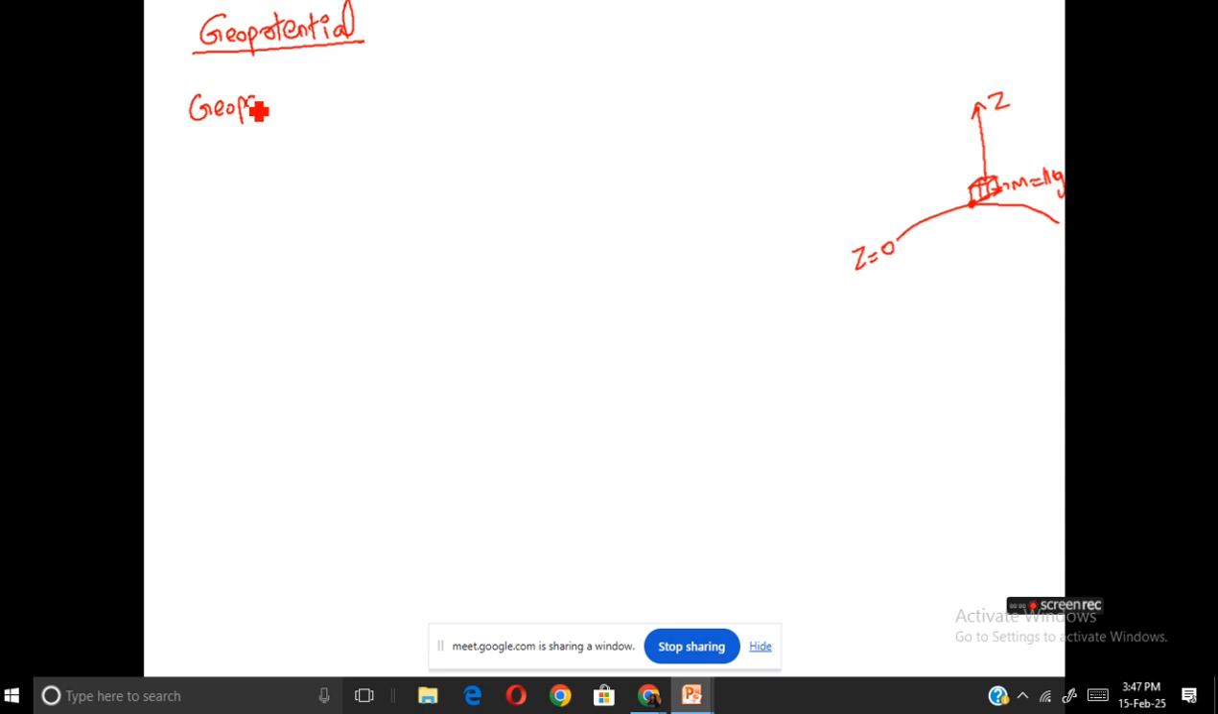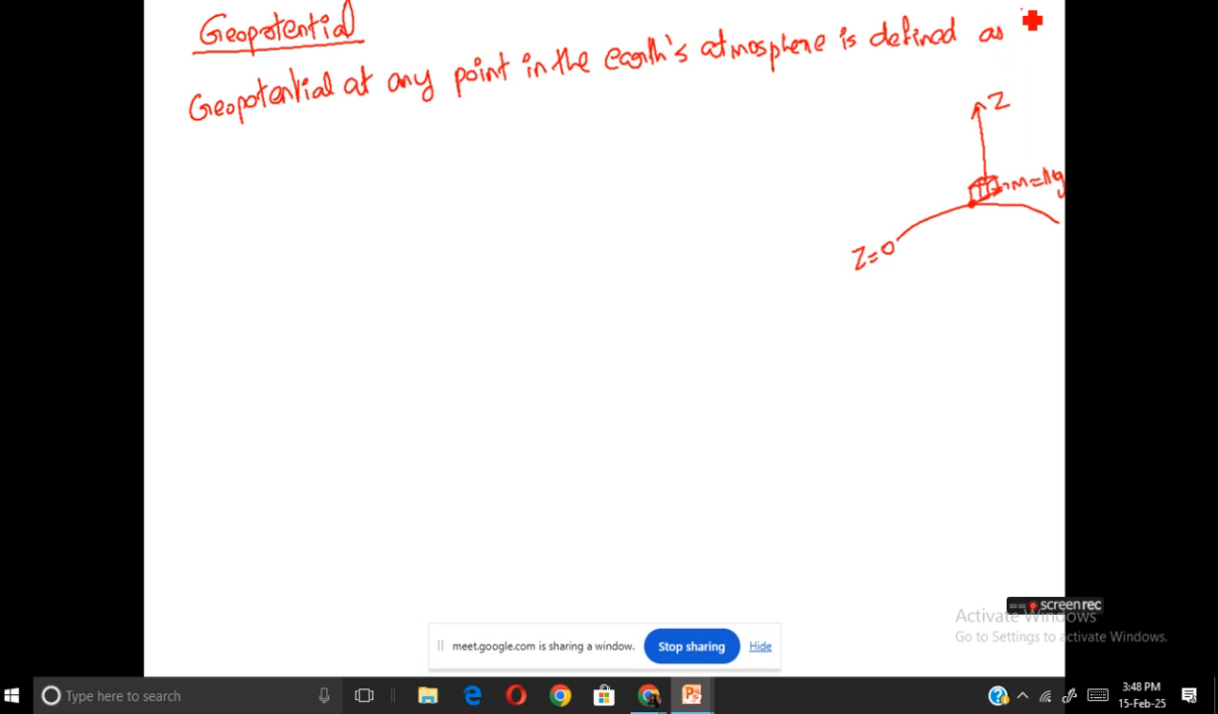So geopotential at any point in the Earth's atmosphere is defined as the work done against the gravitational field.